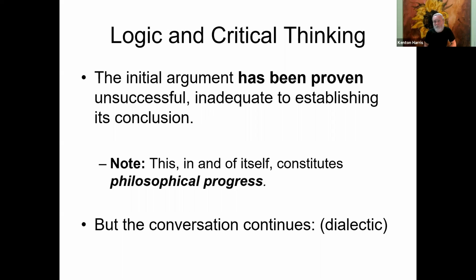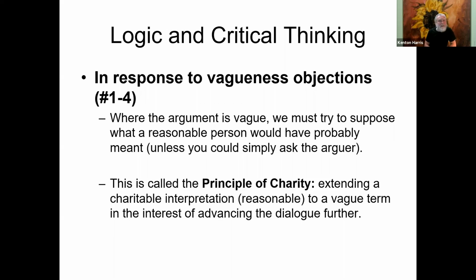And step number 4 is going to require that we revise the argument to address the criticisms that have been raised thus far. So in response to the vagueness objections, where an argument is vague, we must try to suppose what a reasonable person would have probably meant. Unless, of course, you could simply ask the arguer, your interlocutor. So if you and I are actually having a philosophical discussion and philosophical argument, and I make a claim that you find to be problematic and vague or ambiguous, you can just ask me, what do you mean by that? What do you mean by killing animals for food? Do you mean all? Do you mean some?